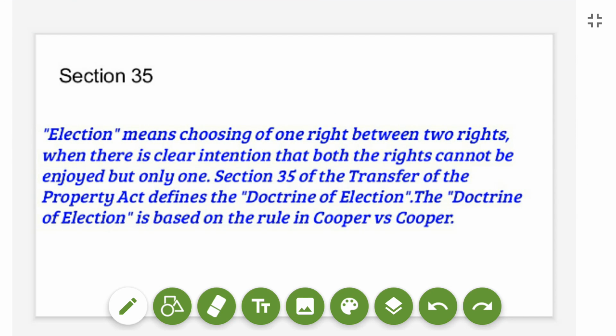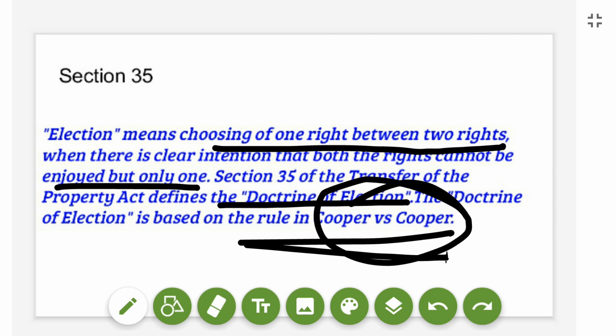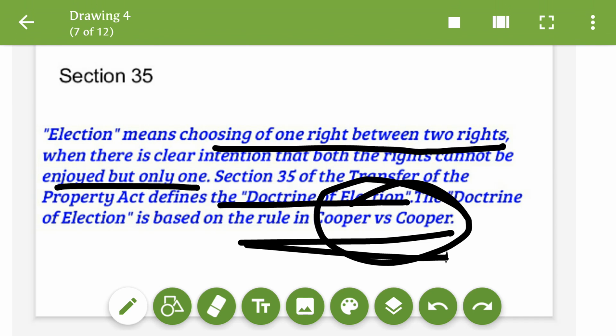Now, to make it further clear, election means choosing of one right between two rights, when there is a clear intention that both the rights cannot be enjoyed but only one. So section 35 of TPA defines doctrine of election, and this doctrine is based on the ruling of Cooper versus Cooper. So wherever you write doctrine of election, please mention the ruling of Cooper versus Cooper. Mention that the doctrine of election has been taken from the ruling of Cooper versus Cooper.